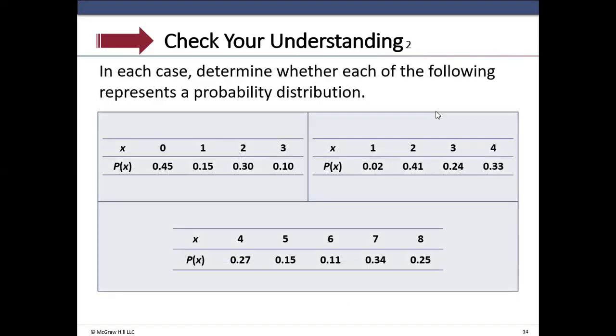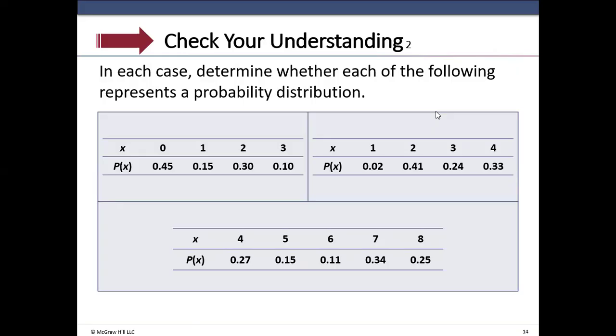In each case, determine whether each of the following represents a probability distribution. So we are looking at whether the sum of the probabilities has to be 1, and nothing should be below 0. Here we do not see any negative probability, so we are fine on that.